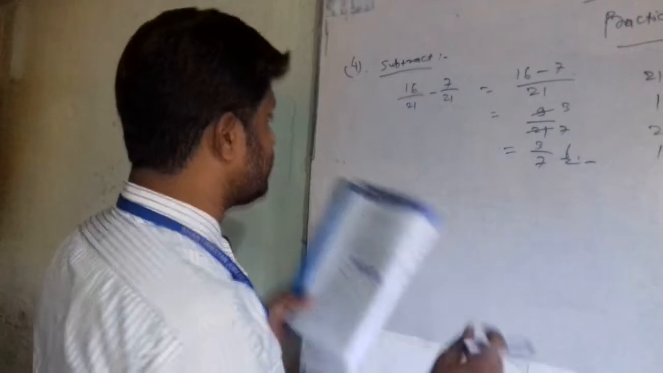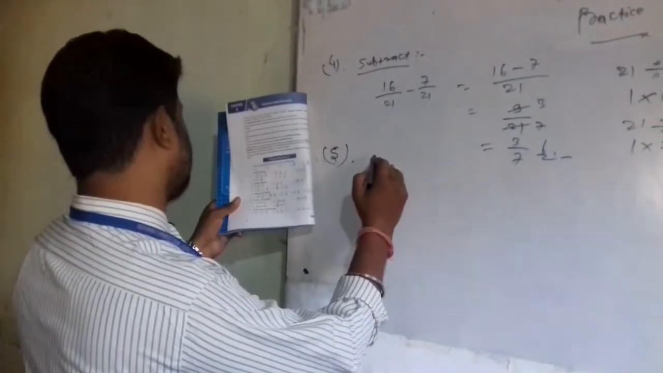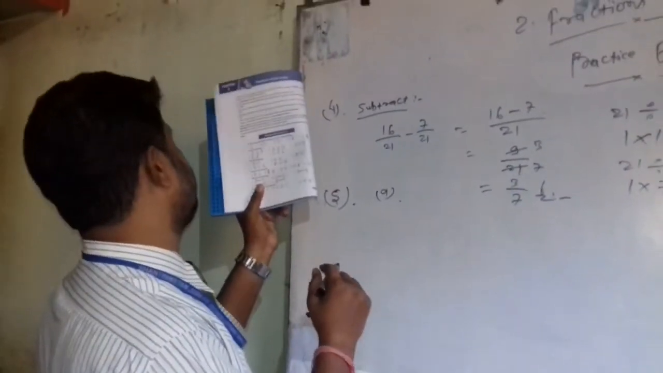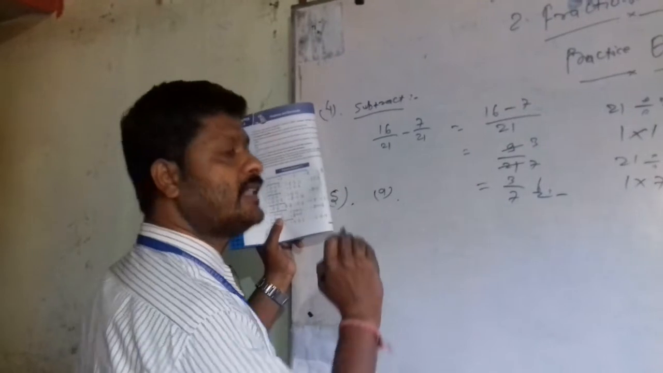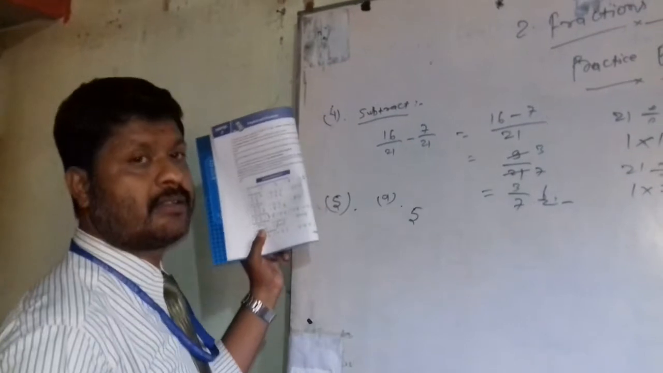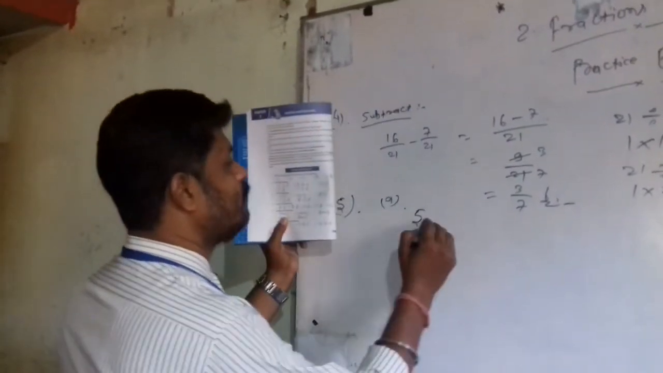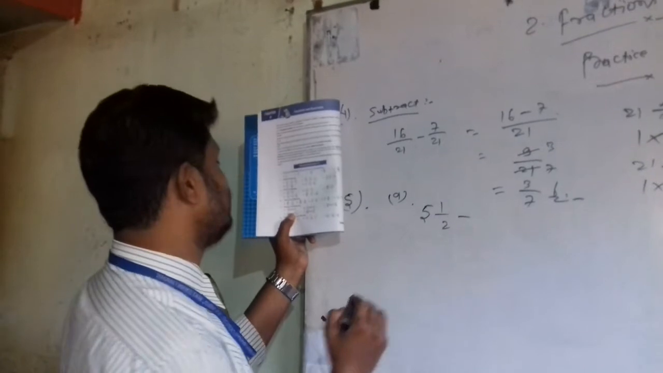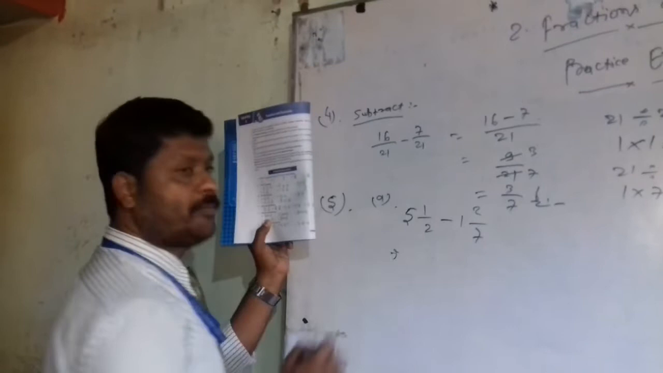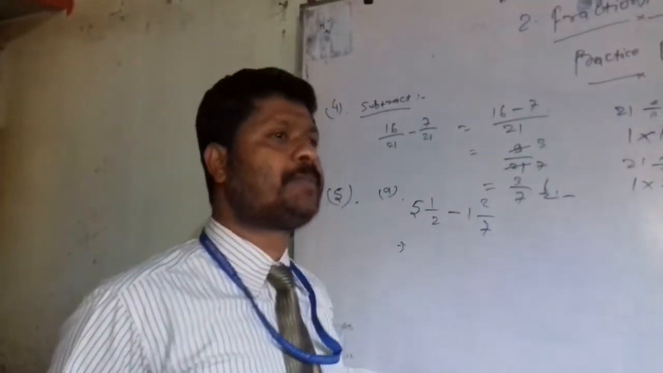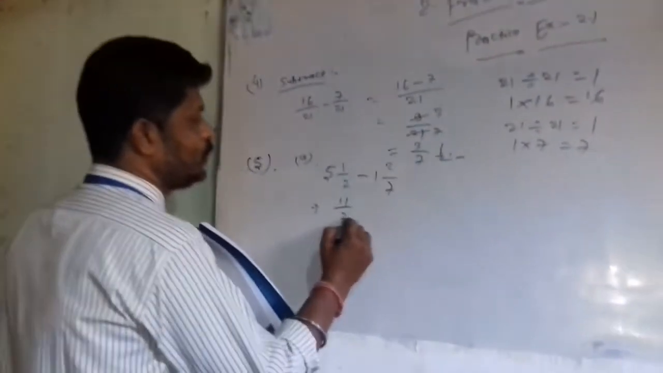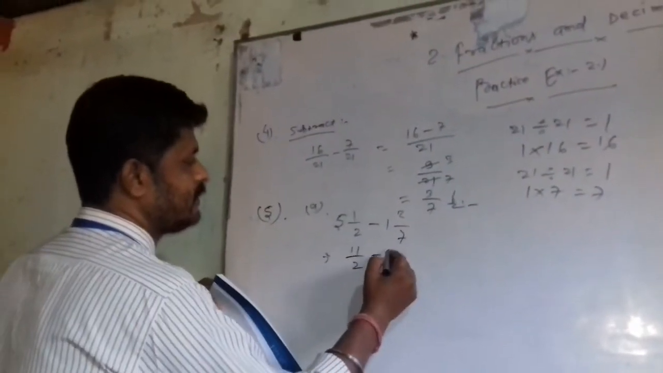क्वेश्चन नंबर 5 के बारे में अगर डिस्कस करते हैं, तो क्वेश्चन नंबर 5 है 1 whole 2/7 from 5 whole 1/2. That means 1 whole 2/7 is to be subtracted from 5 whole 1/2. So 5 whole 1/2 minus 1 whole 2/7. And first of all we have to change mixed fraction into simple fraction. So we get 11/2 minus 9/7.